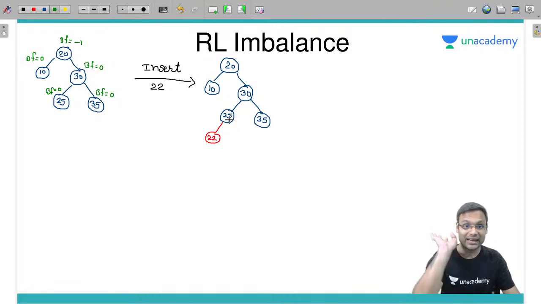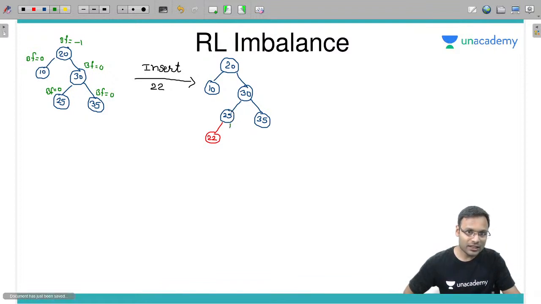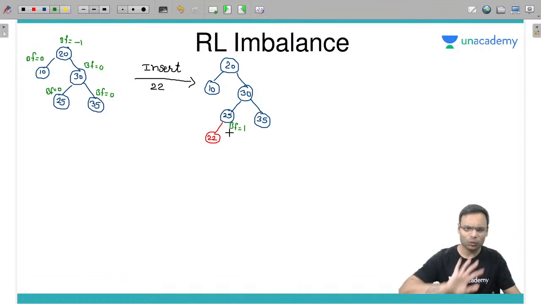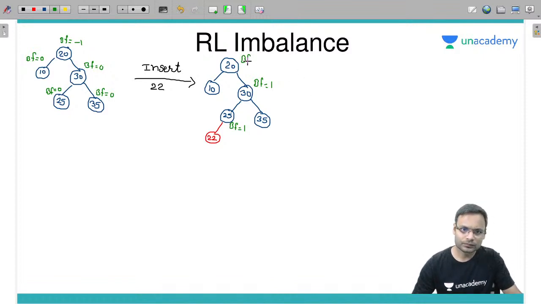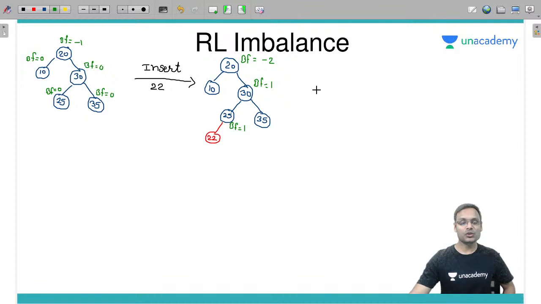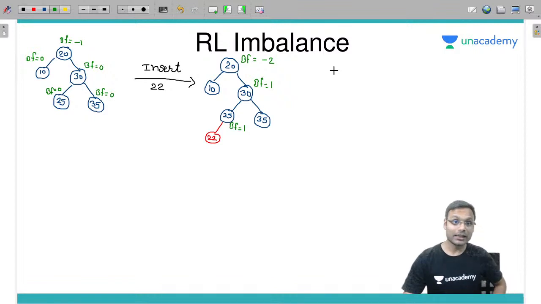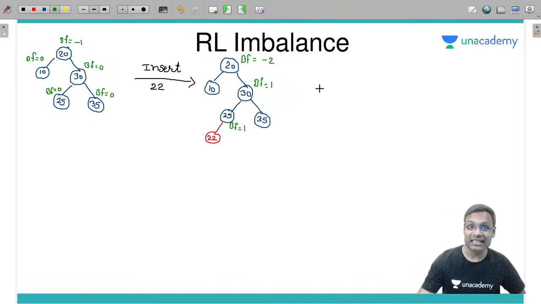22's parent. Here I am checking. What is the balance factor on this particular node? 1 minus 0, 1. No problem. Its parent now. Here what is the balance factor? 2 minus 1, the balance factor is still 1. There is no problem. Now its parent 20. What is the balance factor at 20? 1 minus 3, minus 2. If minus 2, then what kind of imbalance is it?